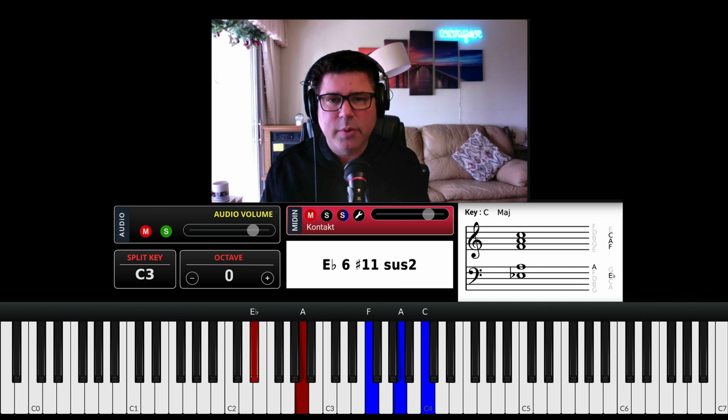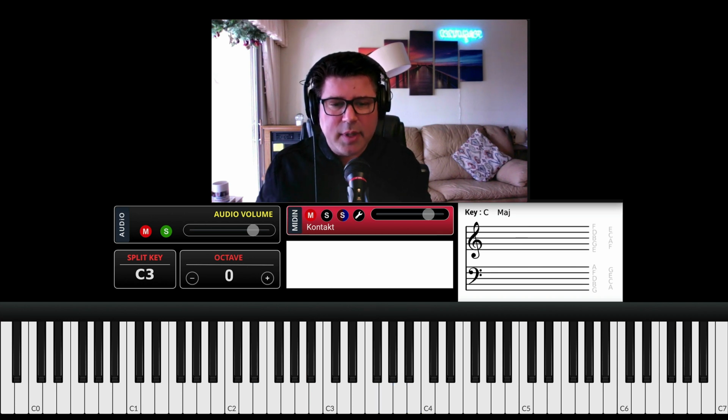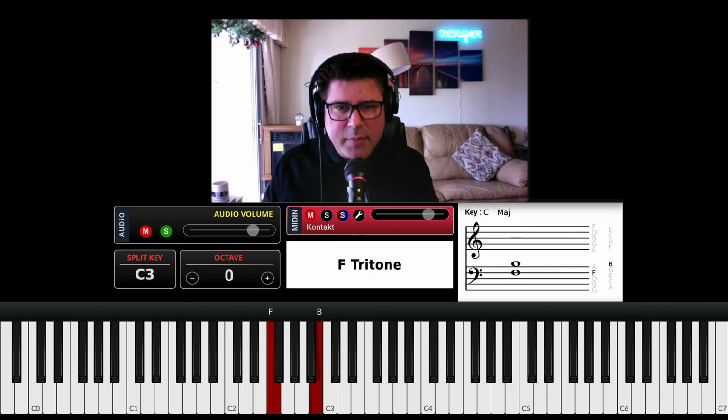Okay, so let's go to our G pattern. So again, the same thing in the right hand. G root to our C second inversion. Now in the left hand, you're going to play your G tritone, F and B.